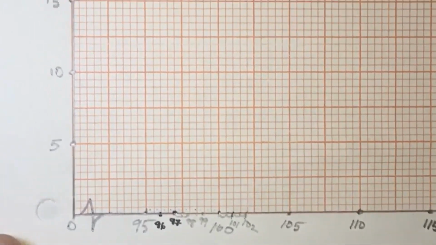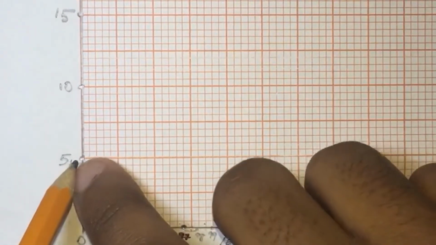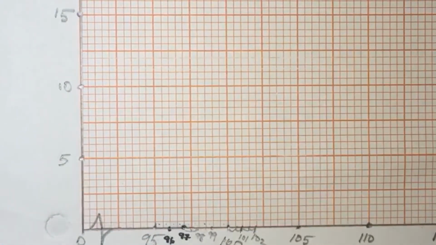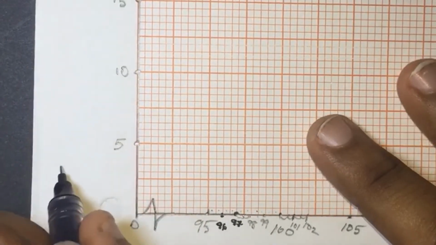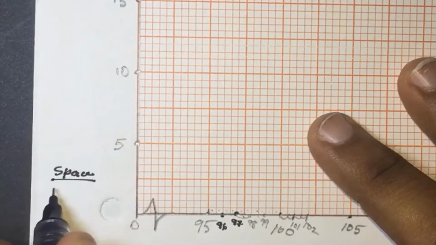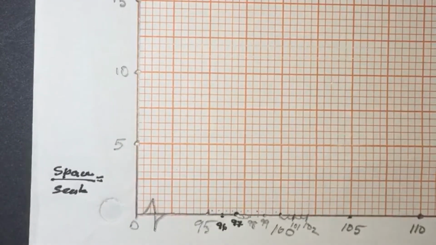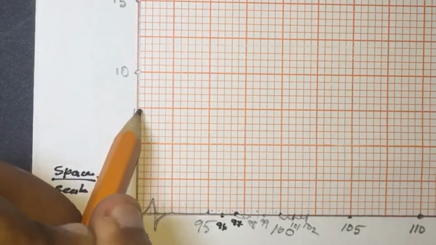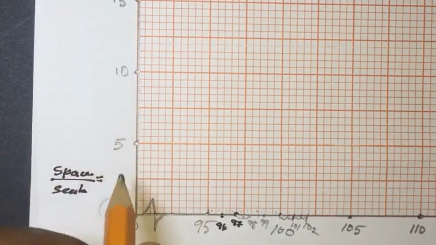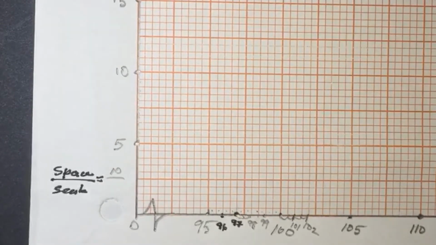So I now need to find where 7 would lie on my y-axis. 7 would be somewhere between 5 and 10. But on which line or which space exactly is 7? Do you remember what to do? Space divided by scale. How much space is between 5 and 10? Count them with me. 1, 2, 3, 4, 5, 6, 7, 8, 9, 10. And what's our scale on the y-axis? Remember? It's 5.